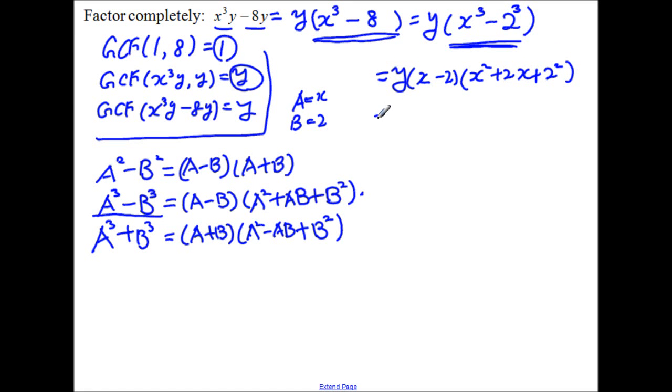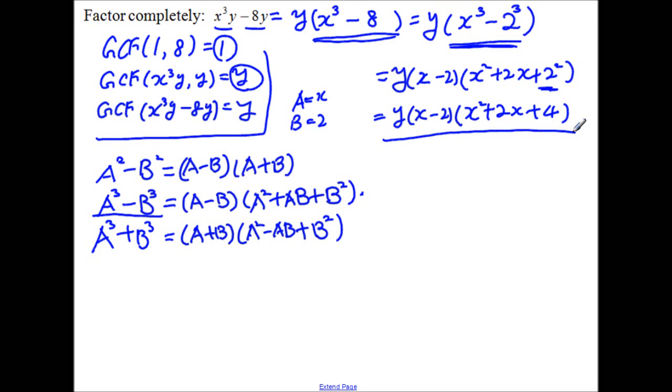Okay, so we can write the factorization. We can compute the last term, 2 squared is 4, like this. Okay, so now this is the complete factorization. So this is the answer.